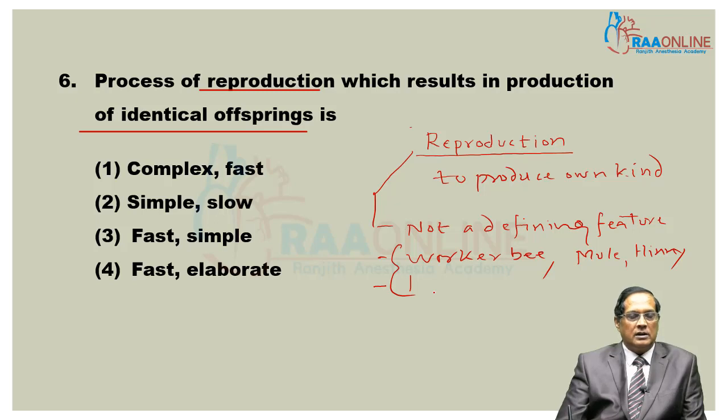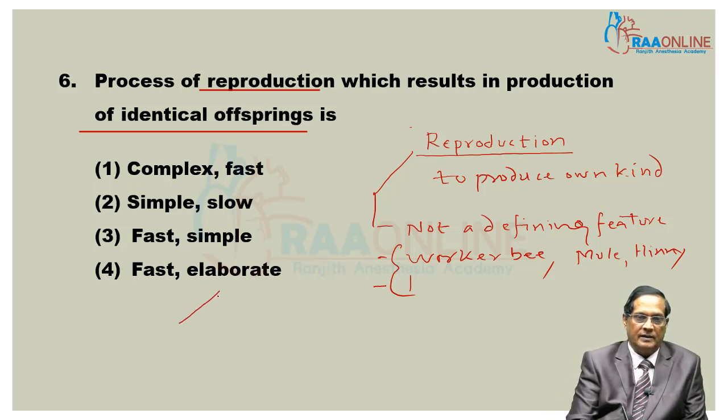And reproduction is kept under 2 categories. Number 1 is asexual reproduction.